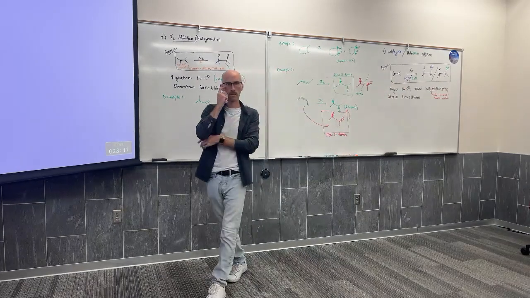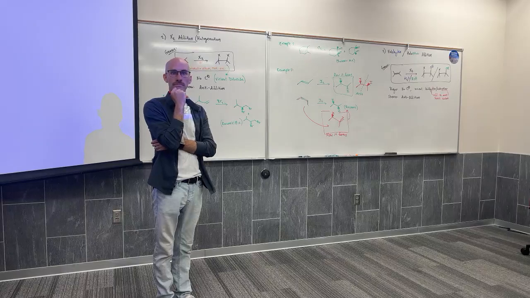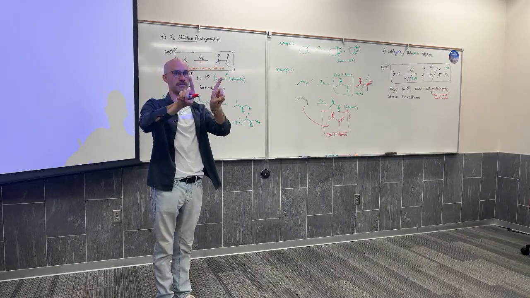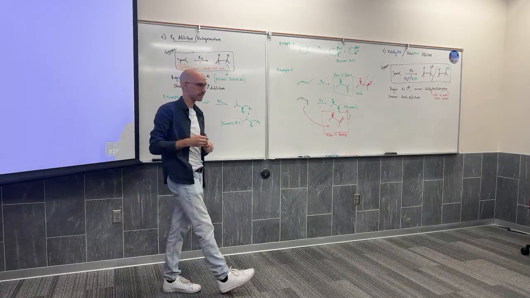Jamie? Does vicinal always imply one's going to be wedged and one will be dashed? No. No? Just on the same side? No, vicinal just means next to each other. Yep. Anti is what implies one wedged, one dashed.